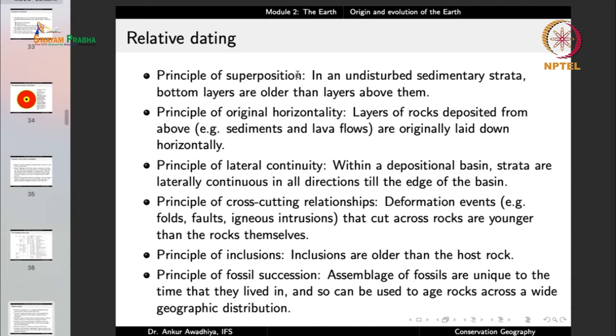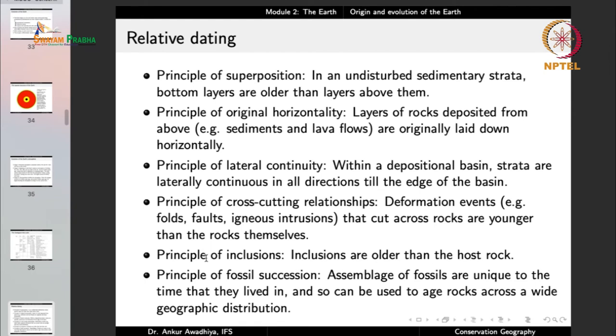Now, in this case, we saw that we get information about the older time periods through principles of relative dating and absolute dating. In relative dating, we have the principle of superposition, which means that in an undisturbed sedimentary strata, the bottom layers are older than the layers above them. We have the principle of original horizontality, meaning that the layers of rocks get deposited from above, and in that case, they are originally laid down horizontally. They are continuous in a lateral direction. If we have a deformation that cuts across the rocks, then that deformation should be younger than the rocks. That is, the rocks should be older than those deformations. So if you have a rock that has been twisted, then the rock formed first, then the twist came.